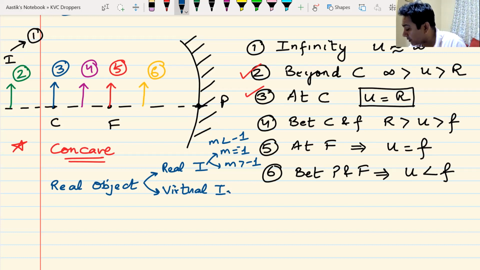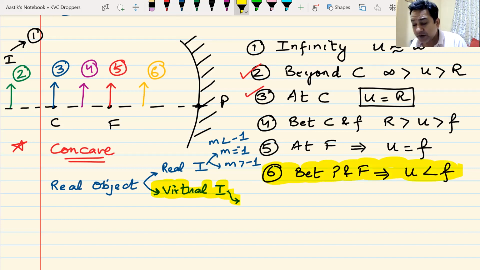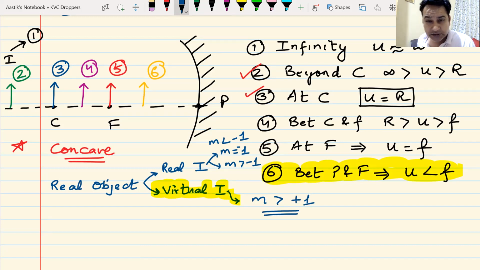But a virtual image only happens in one case, and that case is case number 6. For a virtual image, whenever it is formed by a concave mirror, the magnification is always greater than plus 1. That means the magnification is more than 1. The image is always enlarged. So an enlarged virtual image is always formed by a concave mirror. Now, we have not seen the case when the object is virtual, but this is for your information because a question can come.